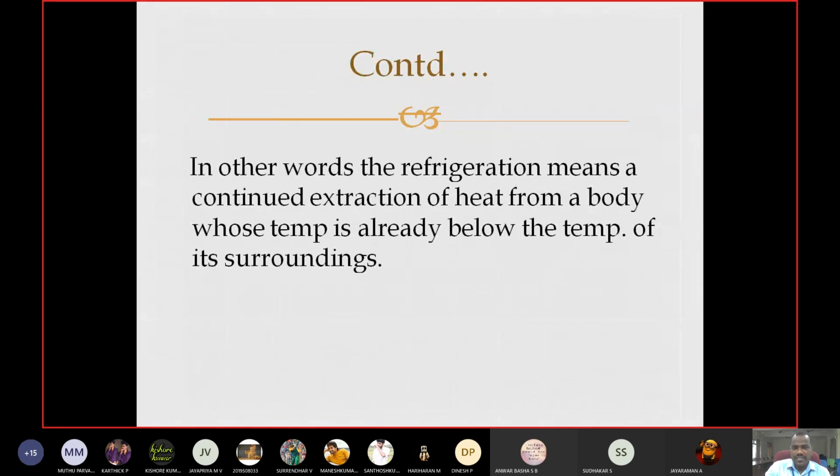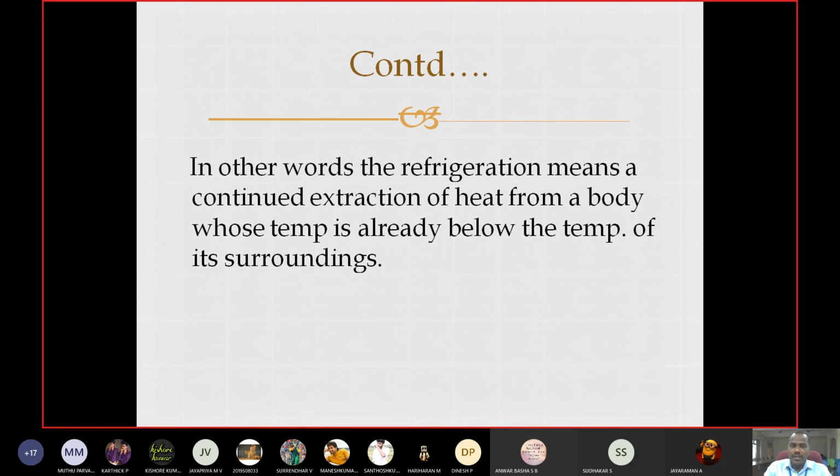In other words, refrigeration means a continued extraction of heat from a body whose temperature is already below the temperature of its surroundings, right? You can assume that we want to maintain the temperature in a fridge, like the commercial fridge available in your homes. We want to maintain the temperature inside the fridge, but the surroundings, like our room temperature, will be higher than the temperature inside the fridge. So this is the principle of refrigeration.